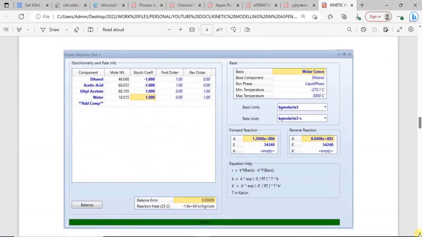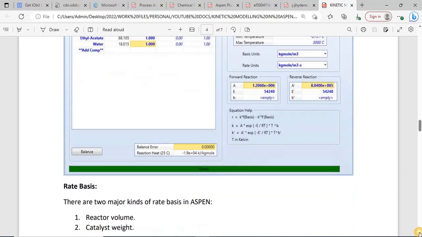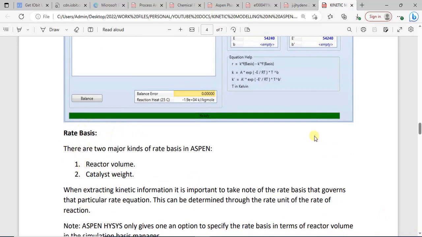Then what do we have next? Okay, so basically this is the environment where you specify kinetic reactions. You can find this in your simulation basis manager. After you have added the reaction set and you specify kinetic, this is where the software takes you, so that you can make your specifications. We'll be exploring some of these sections. Okay, so the first is rate basis.